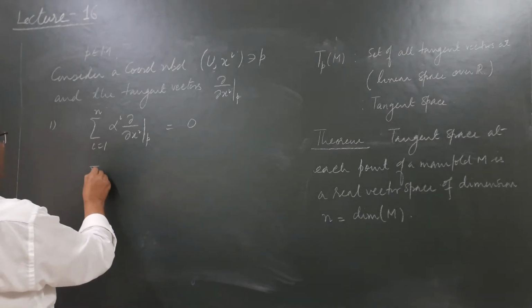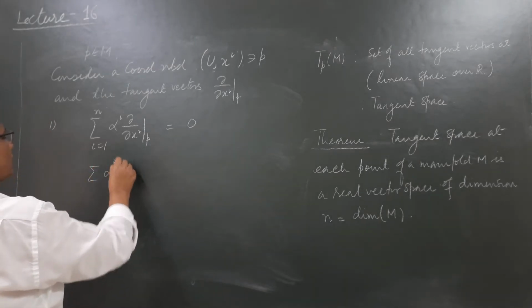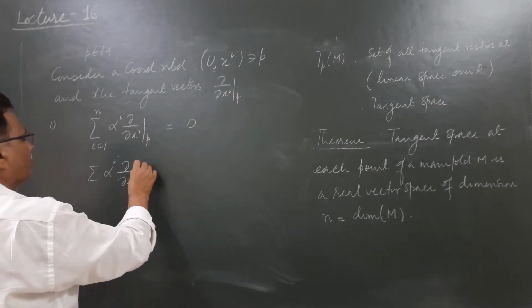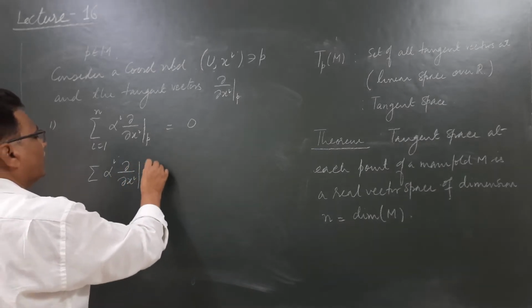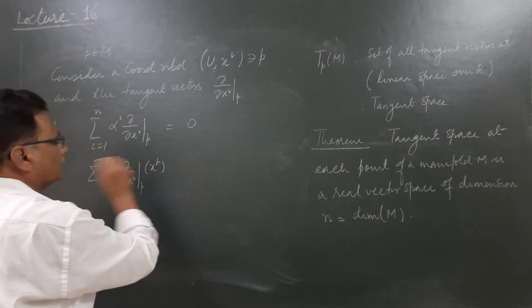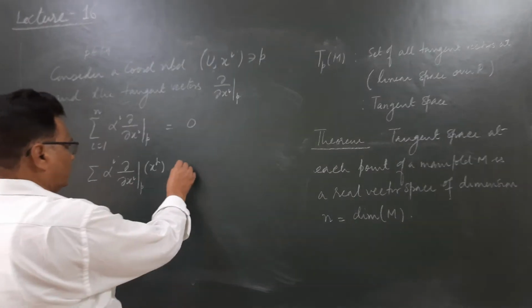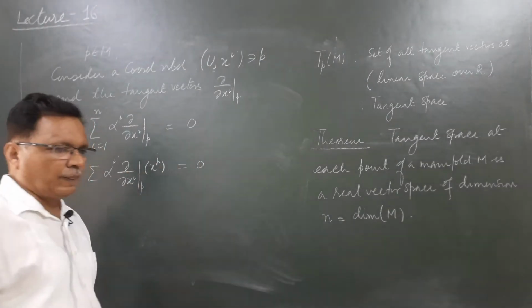So this I am assuming this sum is 0. So now let me operate these on the coordinate functions at P, on something x_j's. Okay, x_j's are coordinate functions. So this will also be 0.